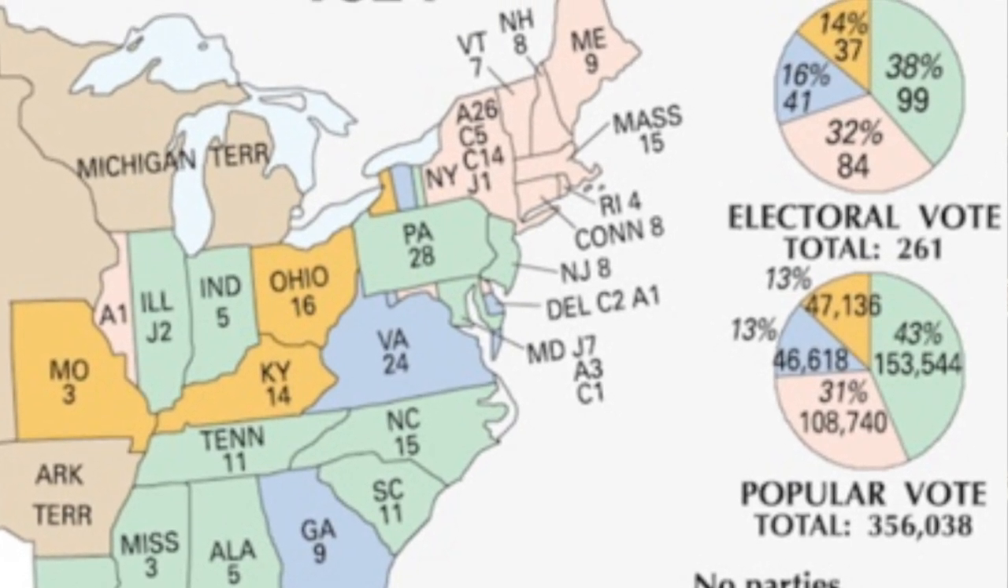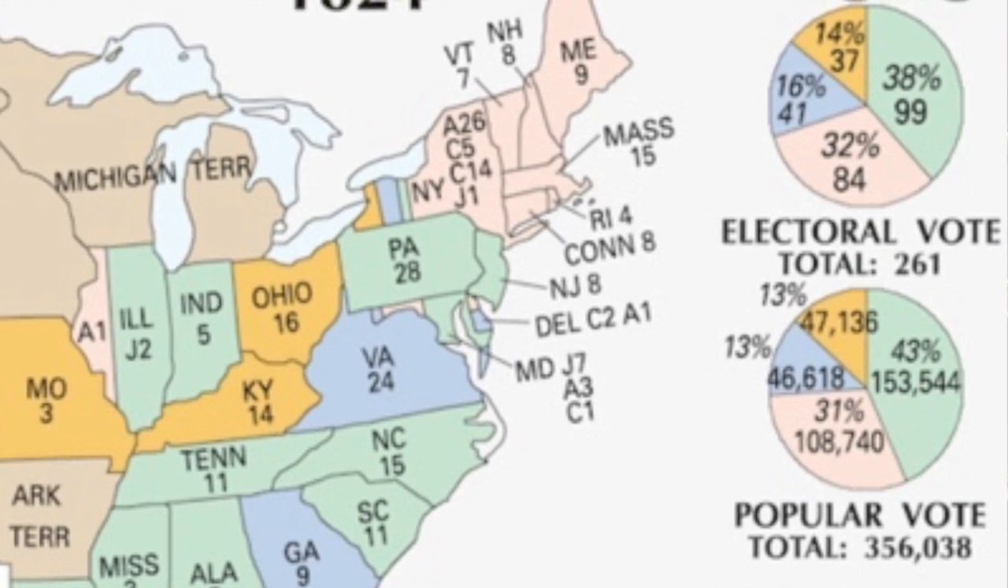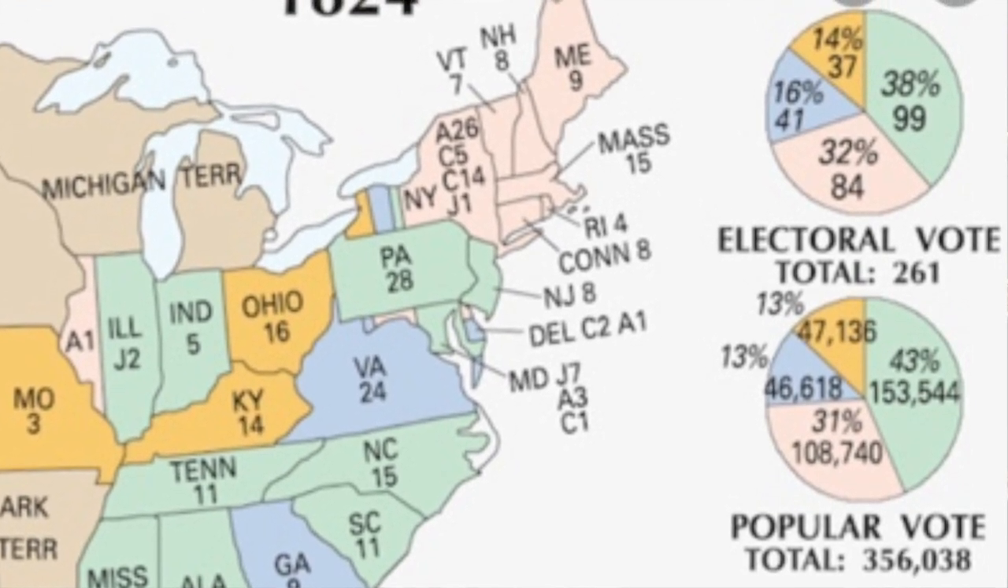William Crawford, despite having had a stroke, came in 41. And then Henry Clay came in dead last with 37. Now, when no candidate has a majority, 50% of the electoral votes, what happens? Well, according to the 12th Amendment, the House of Representatives has to decide who the president is.